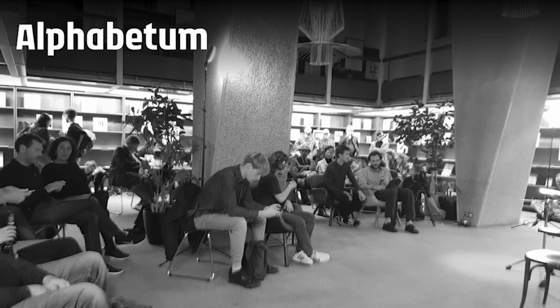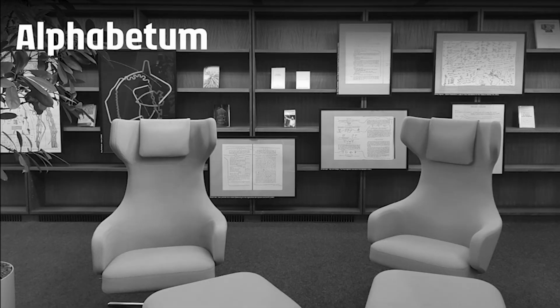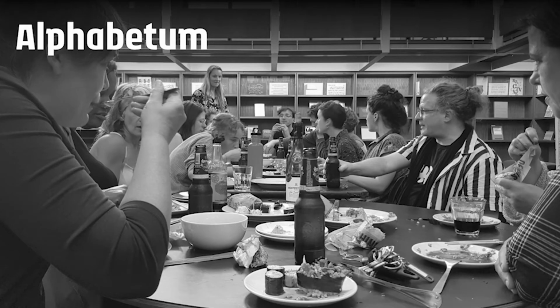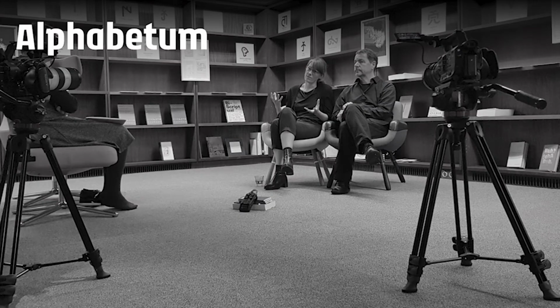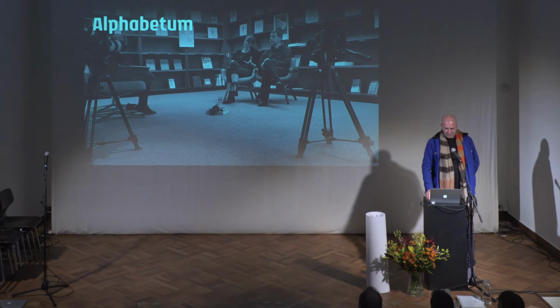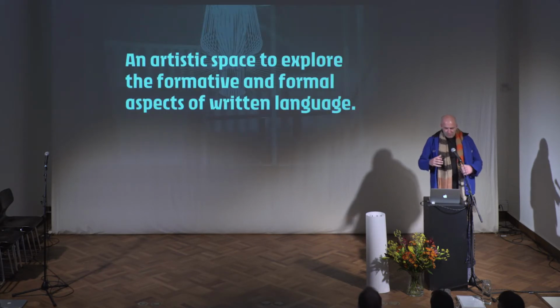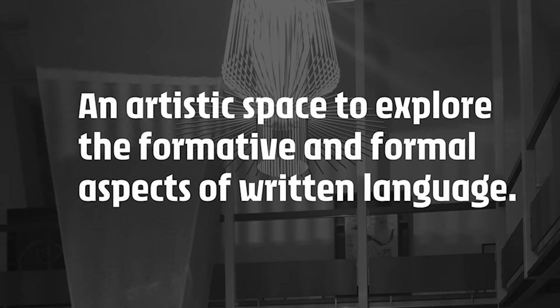With the Alphabetum, the idea was to create a space which can be used in very different ways: for events, as a library or as a museum, having dinner together, for music, making film recordings. There will be an interview with Johannes and Ilkar about the exhibition. Unfortunately, we did not manage to have this edited in time, but it will be on the website soon. When people ask what the Alphabetum tries to do, it's an artistic space to explore the formative and the formal aspect of written language.